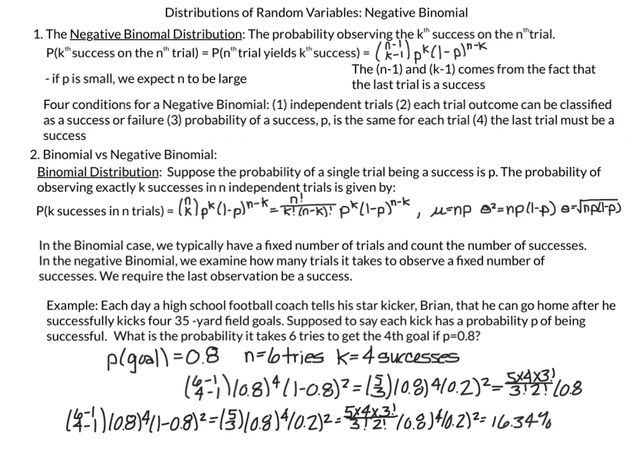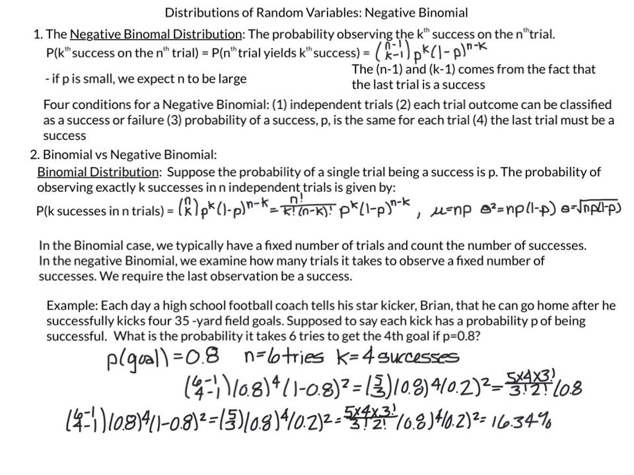We talked about binomial versus negative binomial. So the binomial distribution is the probability of observing k successes in n independent trials. And we have this formula here for the probability of k successes in n trials: n choose k, p to the k, 1 minus p raised to the n minus k. So in the binomial case, we typically have a fixed number of trials and count the number of successes. In negative binomial, it's the opposite. We count the number of trials it takes to observe a fixed number of successes.